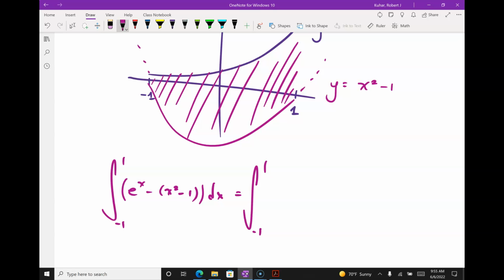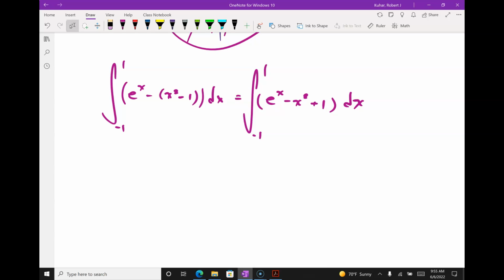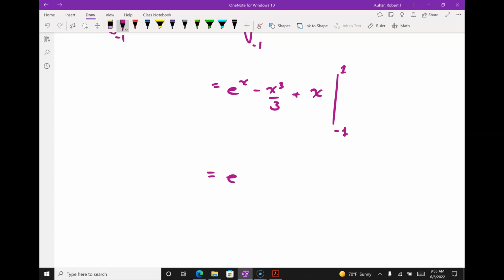Kind of offensive. So what do I get? e to the x minus x cubed over 3 plus x, evaluated at 1 and negative 1. Yes, everybody okay with that? The antiderivative of e to the x is e to the x. x squared is x cubed over 3, and 1 is x. Kind of offensive, huh?